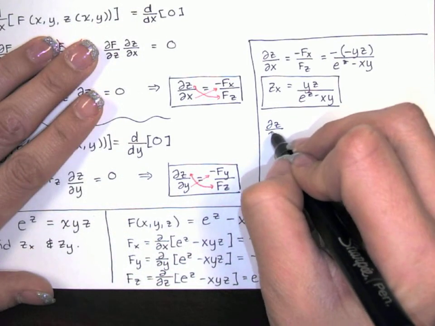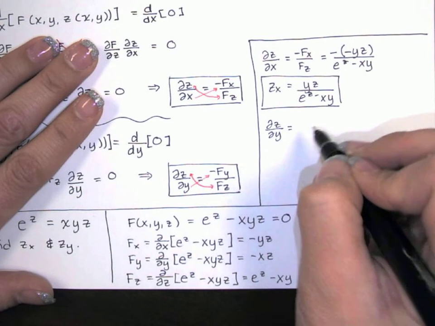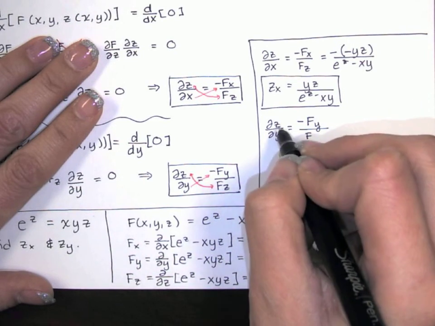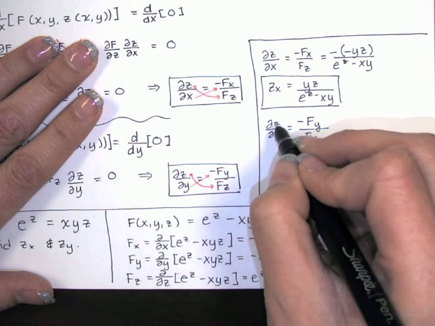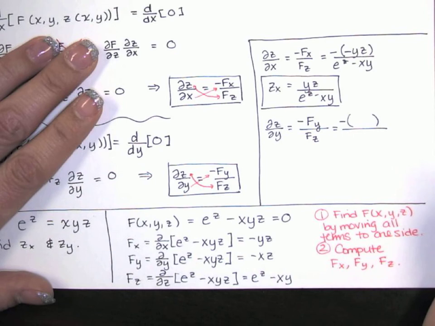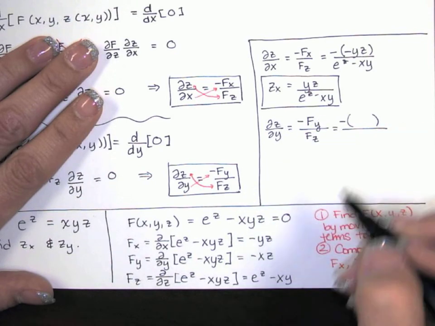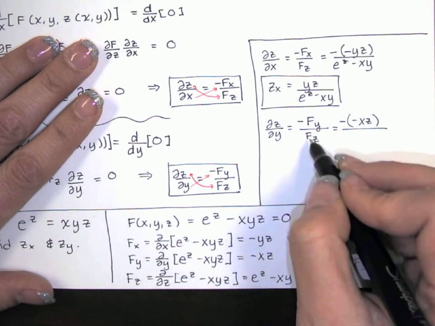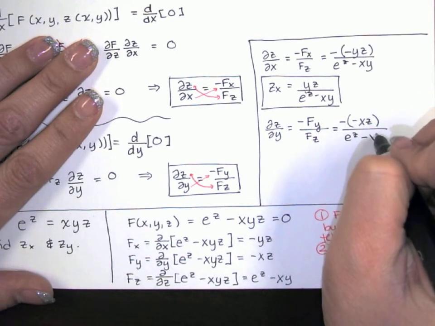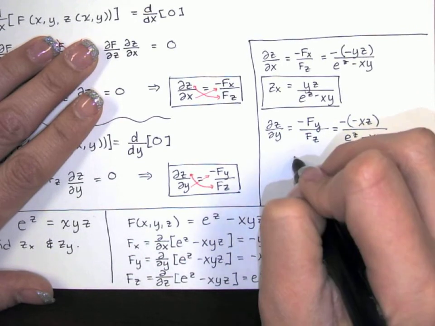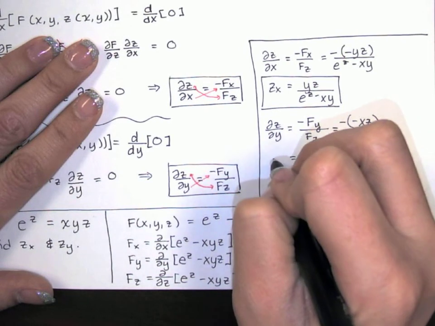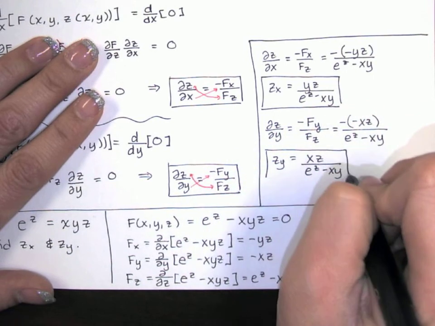The partial of z with respect to y is similar. Since I'm taking the derivative with respect to y, I get the partial of f with respect to y in the numerator. The dependent variable is z, so we've got the partial of f with respect to z in the denominator. You just substitute. The partial of f with respect to y was negative xz. The partial of f with respect to z is this guy down here, so I have e to the z minus xy. The two negatives multiply to give us a positive. And that's the partial of z with respect to y.